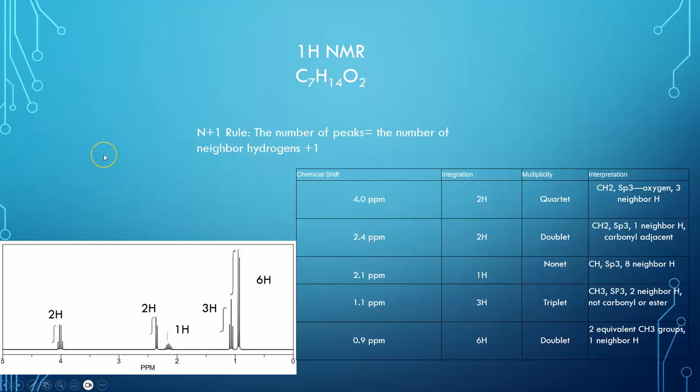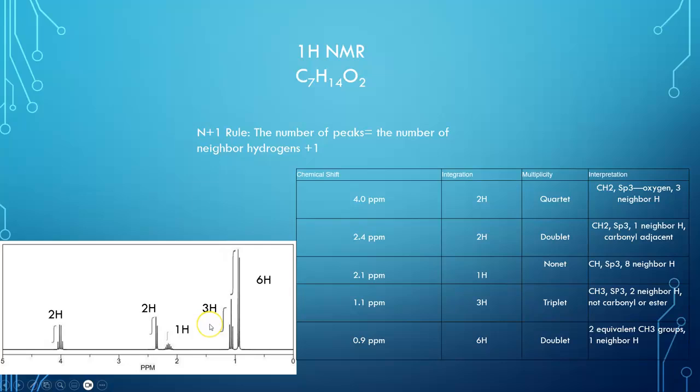So next, what we need to do is to analyze the chemical shifts. We need to follow the n+1 rule. And this rule states that the number of peaks equals the number of neighboring hydrogens plus 1. So for these, we've already done the math in the previous equation for the ratio 2 to 2 to 1 to 3 to 6. For this first 2H, we can count the number of peaks, which is 1, 2, 3, 4, making it a quartet.